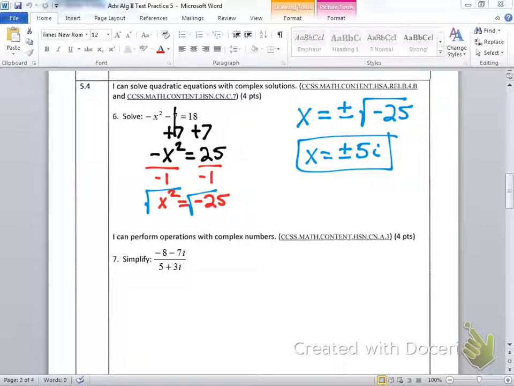How do you simplify? That's like a very general math question. Simplify what? Number 7. The next one.